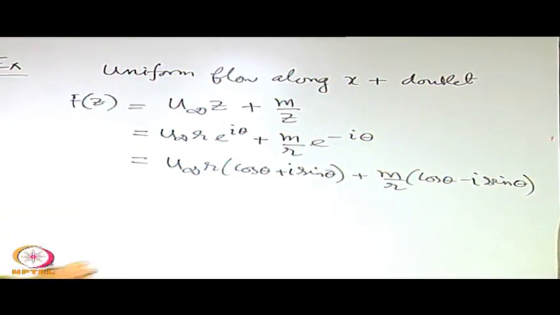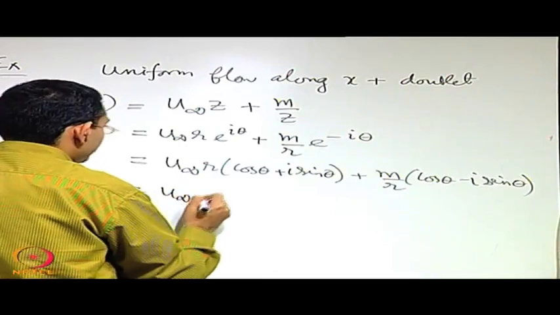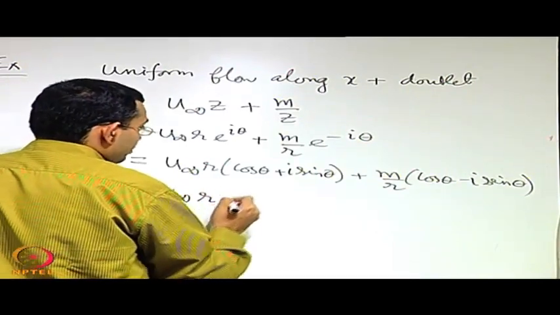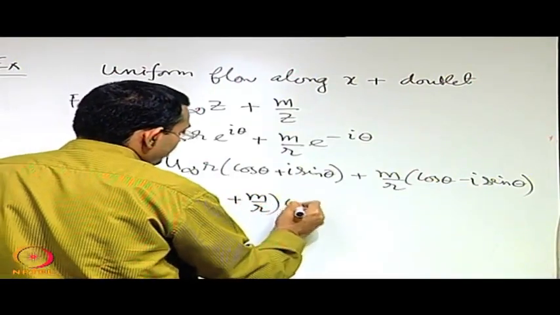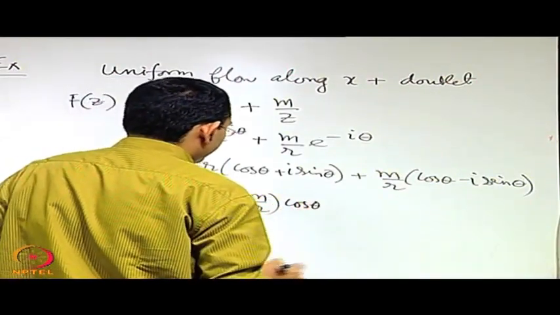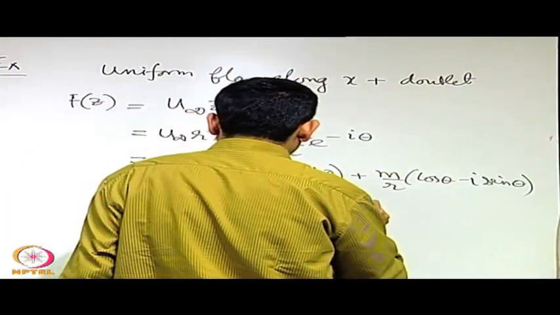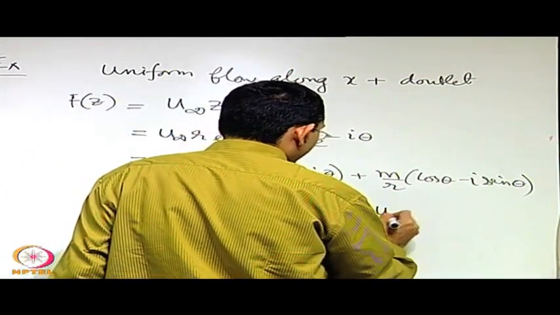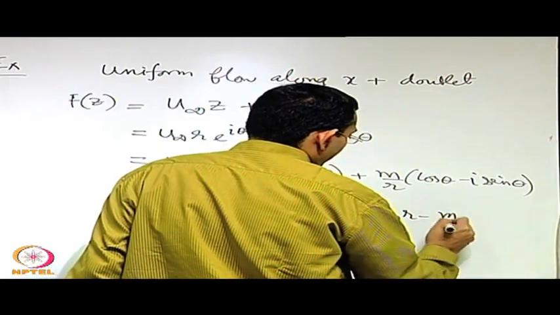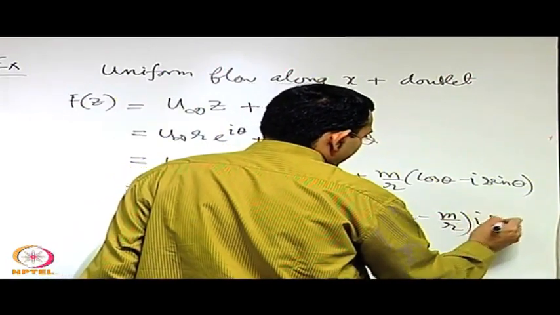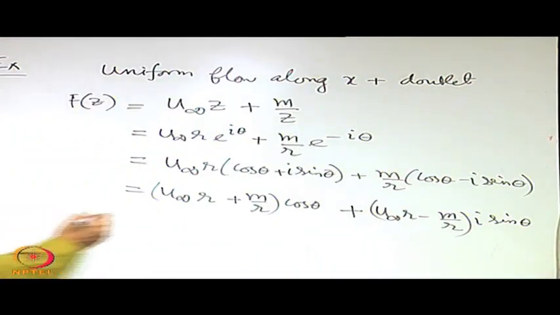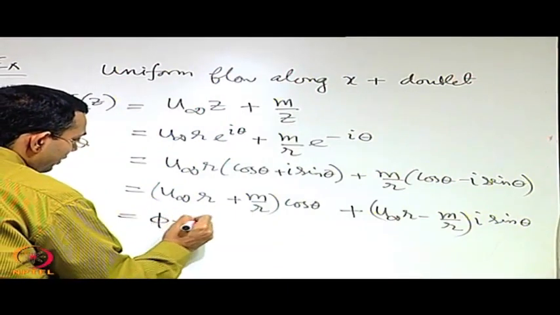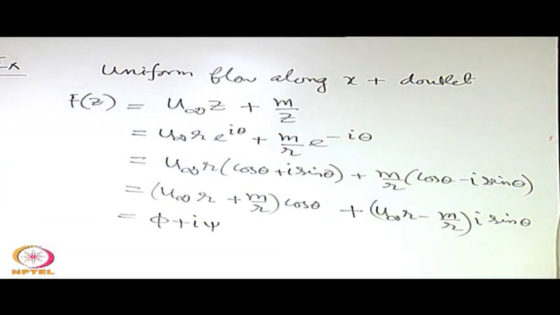Okay. So u infinity r plus m by r, cos theta, plus u infinity r minus m by r, I sin theta. So this is, we should remember, phi plus I psi.